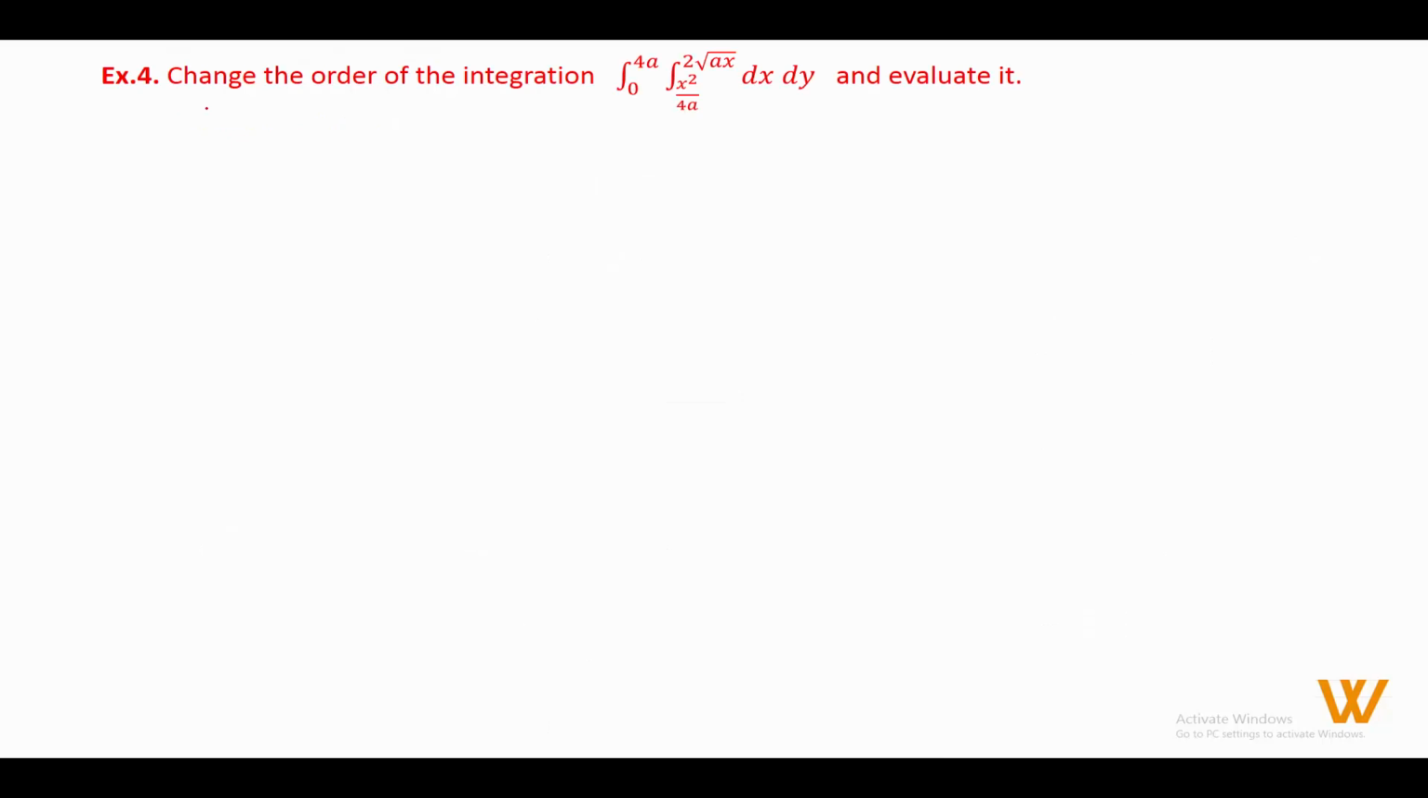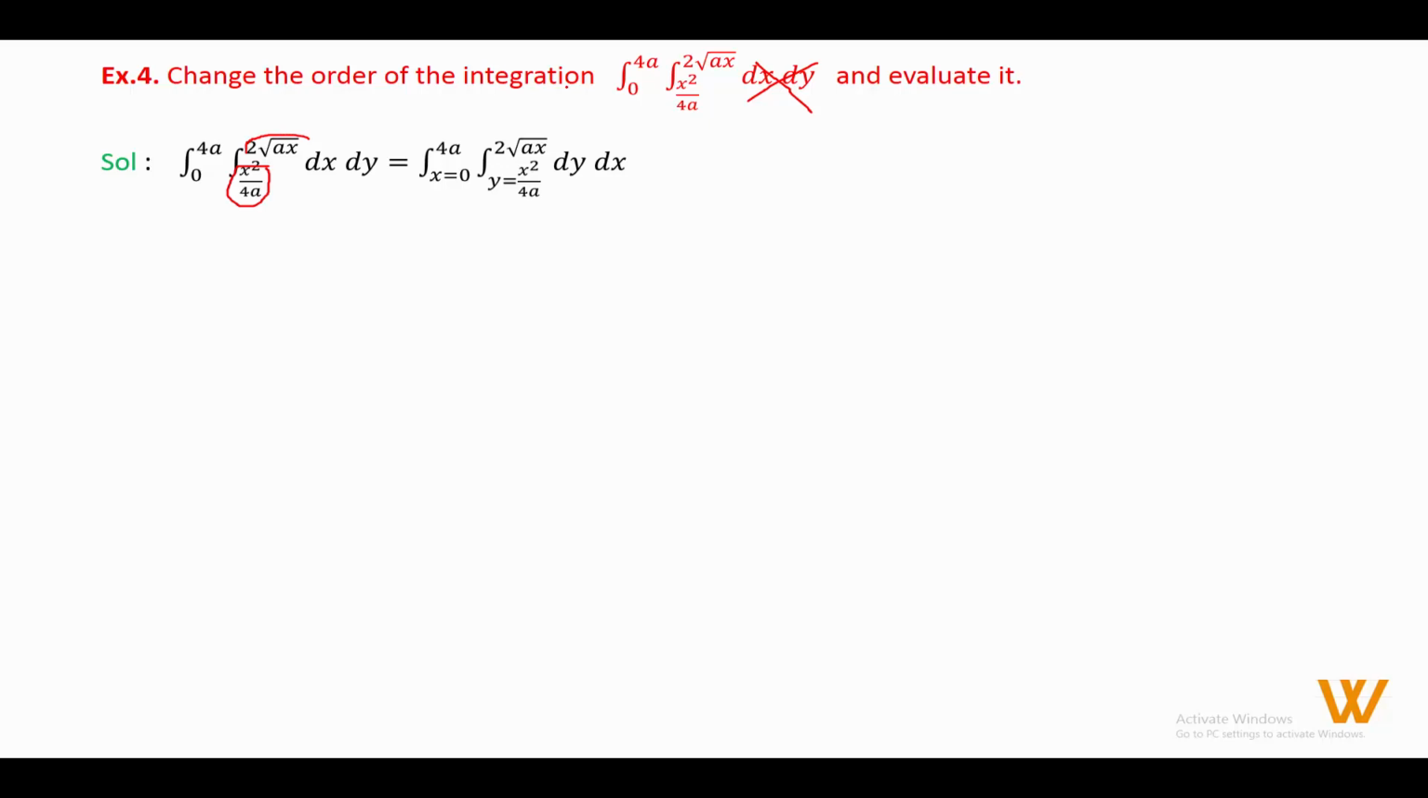Fourth example: change the order of integration. Integration limit 0 to 4a, next integration limit x square by 4a to 2 root ax, dx dy, and evaluate it. First check the order. Forget this order. Therefore integration limit 0 to 4a, integration limit x square by 4a to 2 root ax, dx dy.